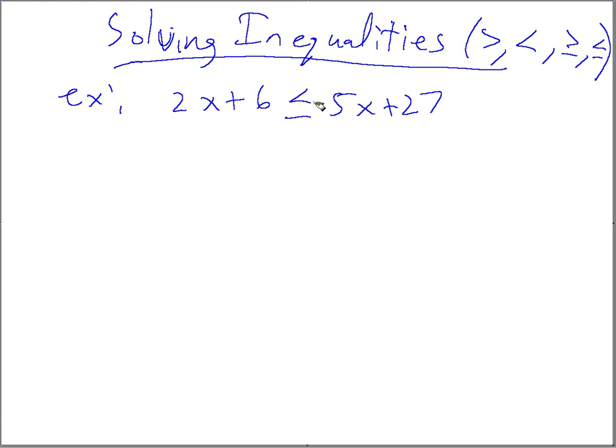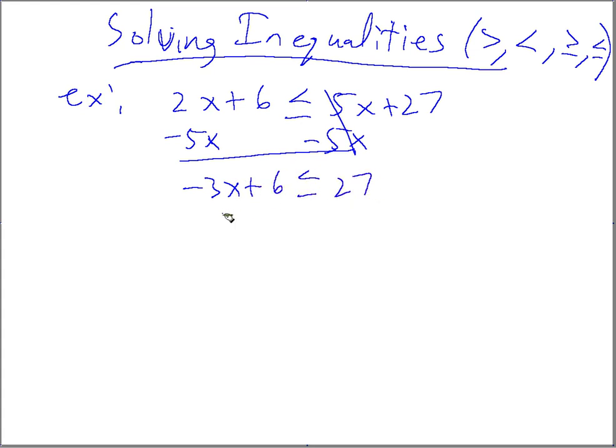Now, what I would do though, for inequalities, is that it's easier to interpret or read a solution if you get the x's on the left side and numbers on the right side. For equations, it didn't matter which side you got the x or the numbers. But for inequalities, it's probably better to get the x terms on the left, numbers on the right. So I'm going to do that. Let me subtract 5x on both sides. So we're going to get negative 3x plus 6 is less than or equal to 27.